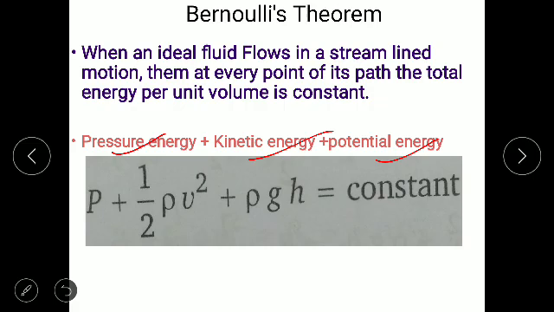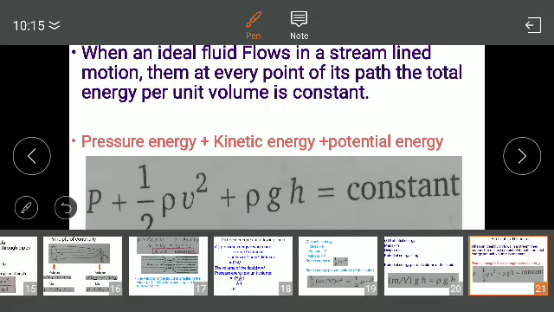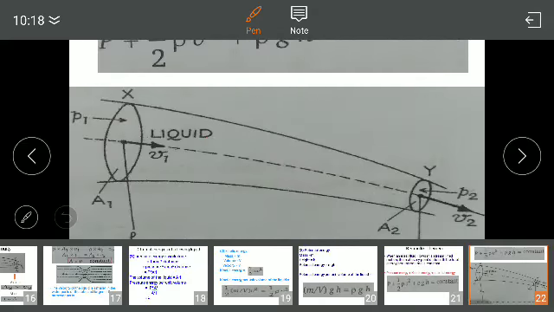So pressure energy was P. If you remember the slides before which I've shown you, pressure energy is P, half rho v square is kinetic energy, and rho gh is potential energy. The sum of all the three energies will be constant at each and every point of the flow of the liquid. So next I'm going to show you this diagram over here.